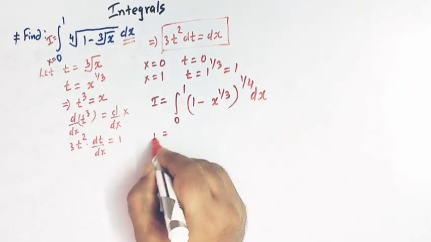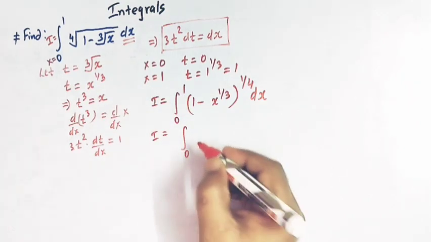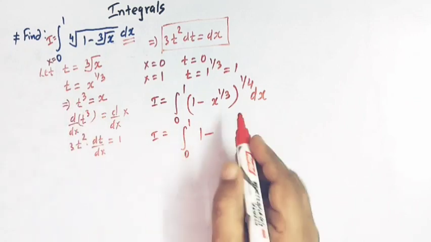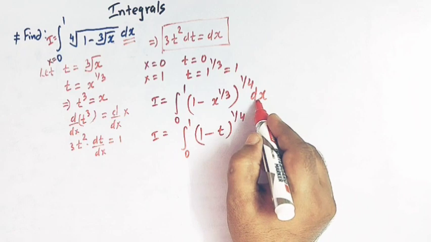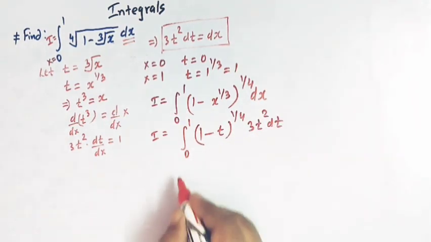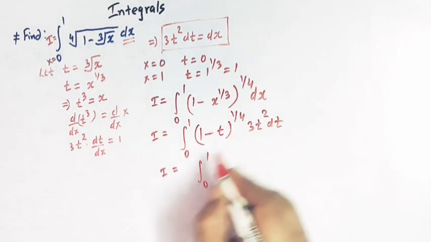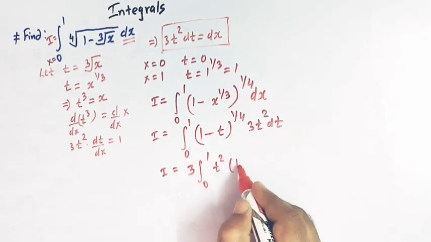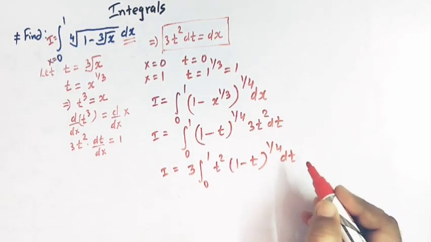So we can now convert this integral in terms of the variable t. We have 0 to 1, and 1 minus x raised to 1 over 3 is 1 minus t, raised to 1 over 4, and for dx we have 3t square dt. So viewers, we can now write it as the integral from 0 to 1, and here we can take 3 outside the integral. We have t square times (1 minus t) raised to 1 over 4 dt.